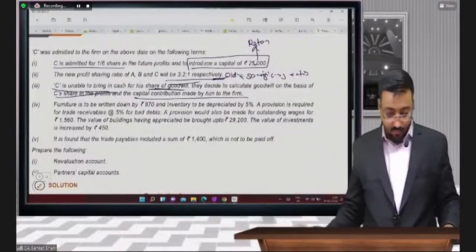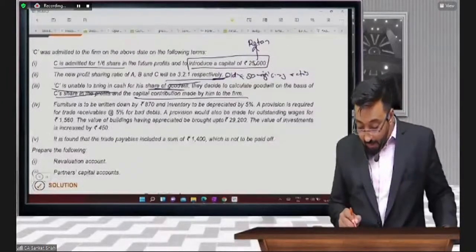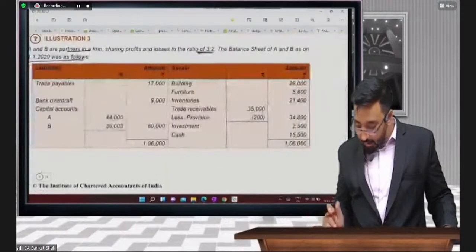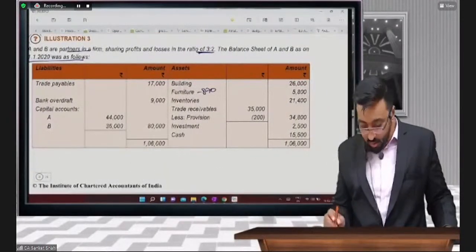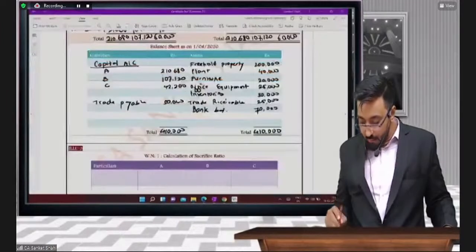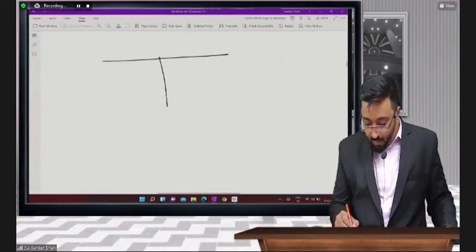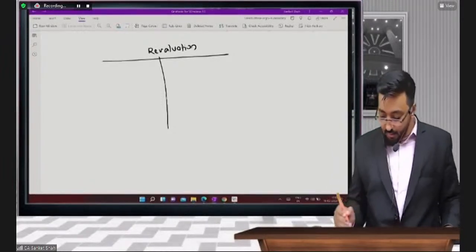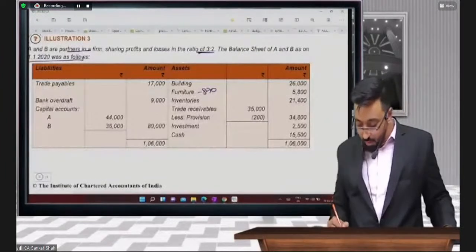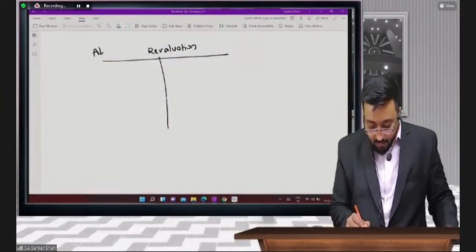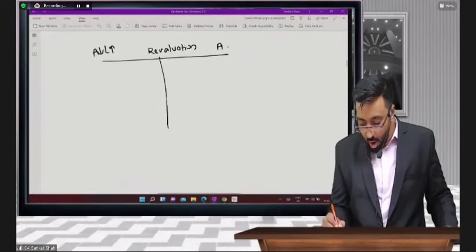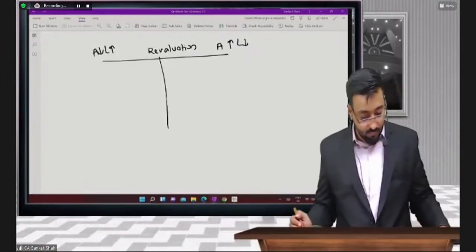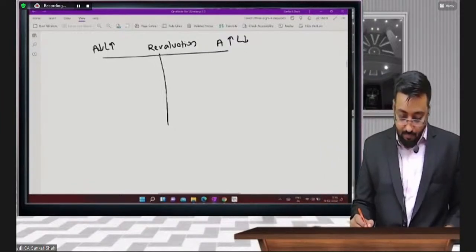ओके, furniture is to be written down by 870. So furniture बेटा 870 से डिस्ट्रीब्यूट होएगा, तो मैं इधर एक छोटा सा रफ पेज पे रिवैल्यूएशन अकाउंट बनाएगा, रिवैल्यूएशन अकाउंट एंड सेकंड इफेक्ट ऑन, यस, so रिवैल्यूएशन के डेबिट में I won't write full things. Asset decrease, liability increase. So loss, asset increase, liability decrease, profit.